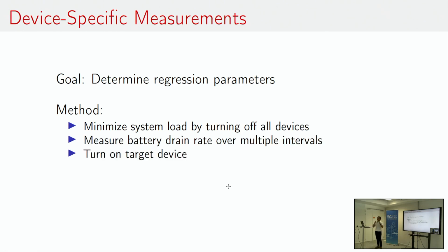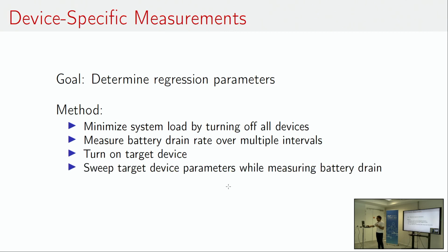By turning them on one by one, I can understand, let's say, that this screen is probably dissipating 5 milliwatts. The CPU is probably taking up 20 watts. We repeat this process across all the devices that are accessible, and we sweep them. So this gives us the parameters for the multivariate model.